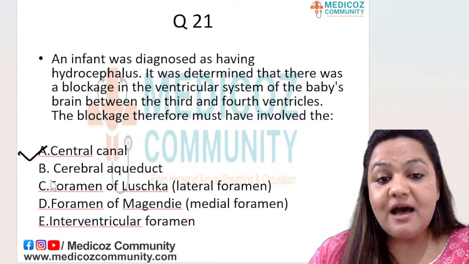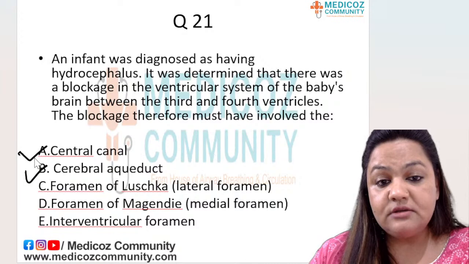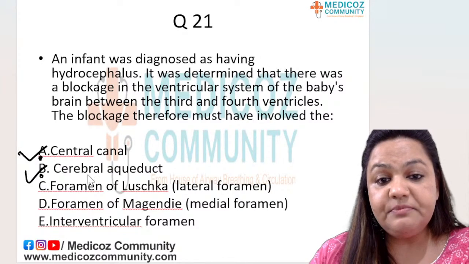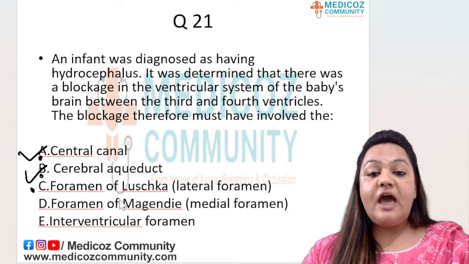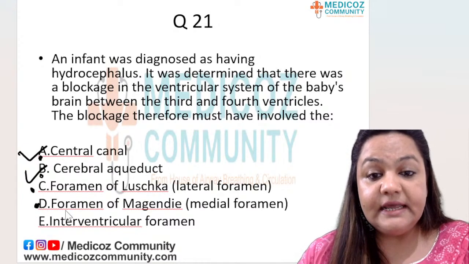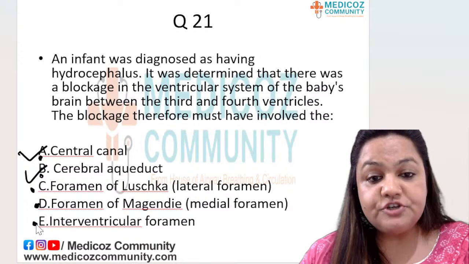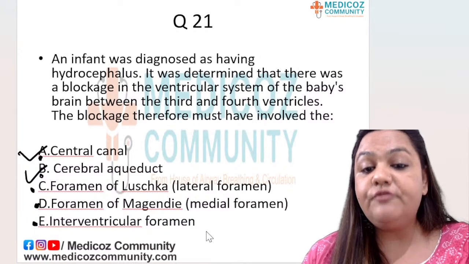So the options are central canal, this is option A. Option B is cerebral aqueduct. Option C, foramen of Luschka. Option D, foramen of Magendie. And option E, interventricular foramen.